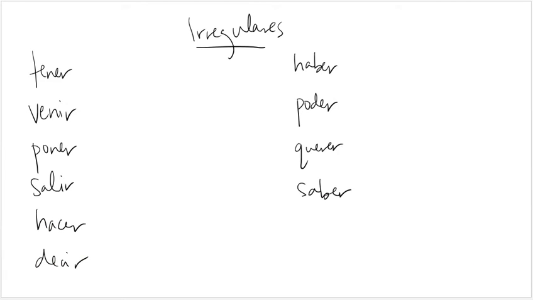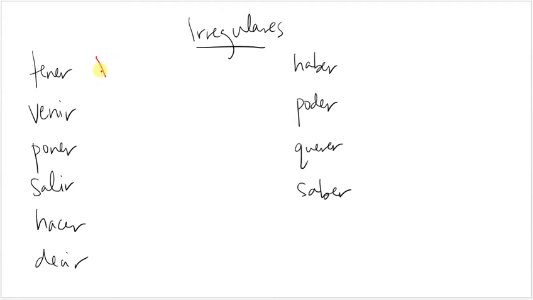As with the future, there are some irregulars, and a lot of them are the same irregulars if you remember the positive tú commands. So you remember the Ten Ven Pon song. A lot of them are the same irregulars, and they're the exact same irregulars from the future tense. So if you remember them from the future tense, you'll remember them for the conditional tense.